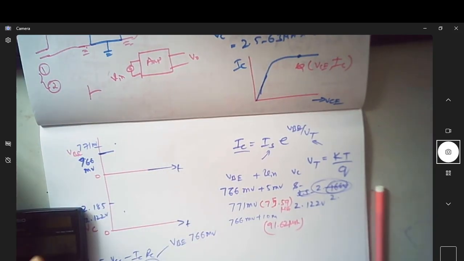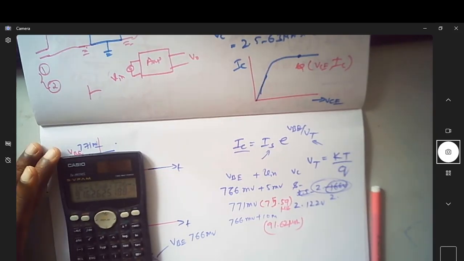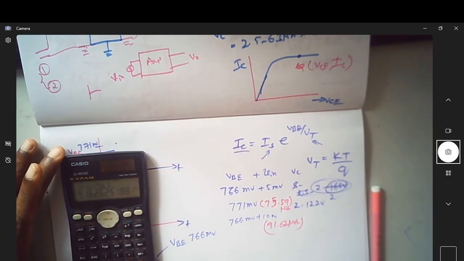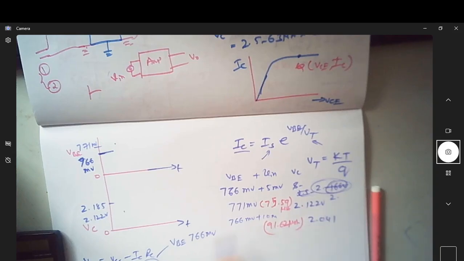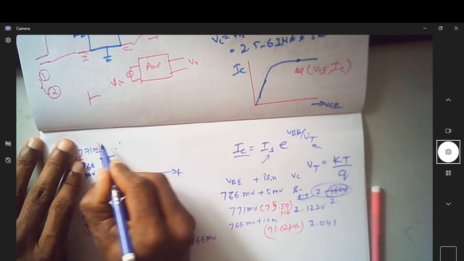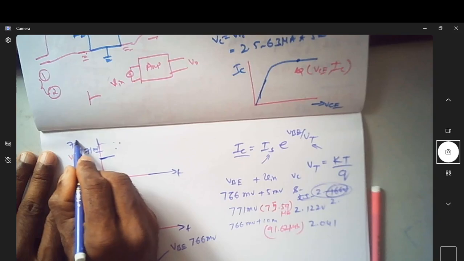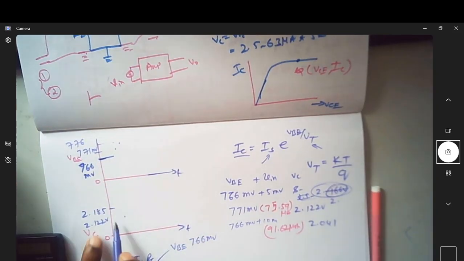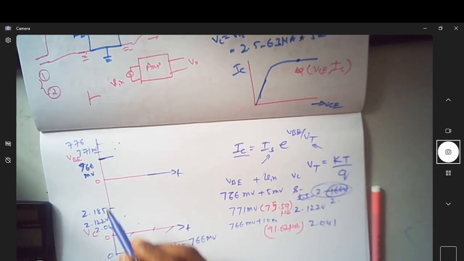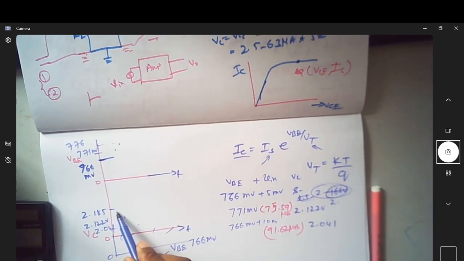So let me also find out the corresponding value of VC. So this into 5 exponential 3 minus of 2.5. Is it not 2.041? This is the value of VC. Can you see when this becomes 776, which is 10 millivolt extra, how much is this? Let me put this 0 here. So is it not 2.041? See now, when I'm increasing the input voltage, the output voltage is reducing.